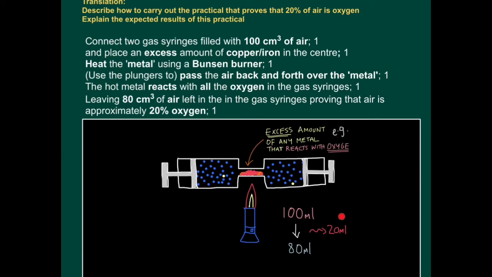So that means there's a difference of 20 milliliters or centimeter cubed of air, all of which is oxygen. So 20 as a proportion of 100 is 20%.